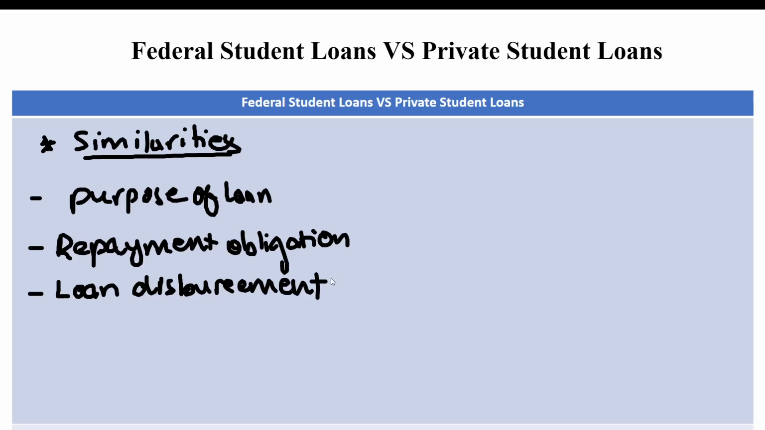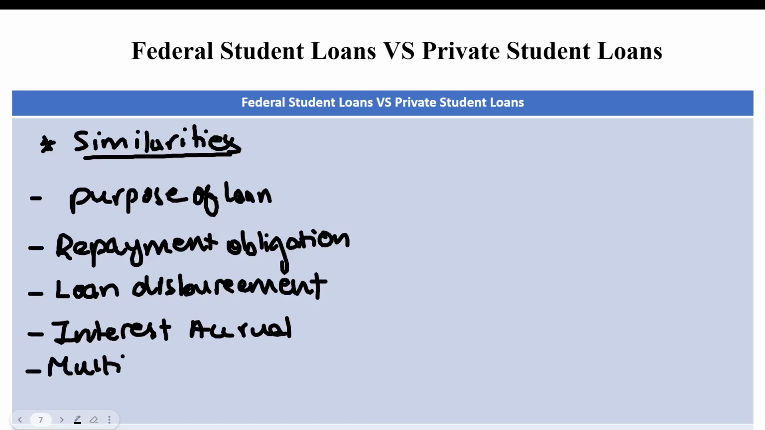Then we have interest accrual. Interest accrues on both federal and private loans. Depending on the type of loan, interest may begin accruing while the borrower is still in school or during grace periods.